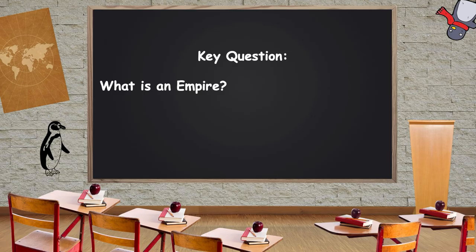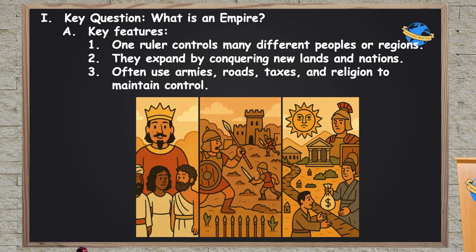Alright, so that's that first key question in your notes you need to fill out. What is an empire? In this class, we're going to say that empires are defined by really three key features. The first is the ruler will control over many different peoples or regions. So a lot of these civilizations we've talked about already, they share a common culture, but an empire is when one culture conquers and controls another one. We'll see that empires also expand by conquering new lands and new nations by force, and they often use armies, roads, taxes, and religion to maintain control over these areas.